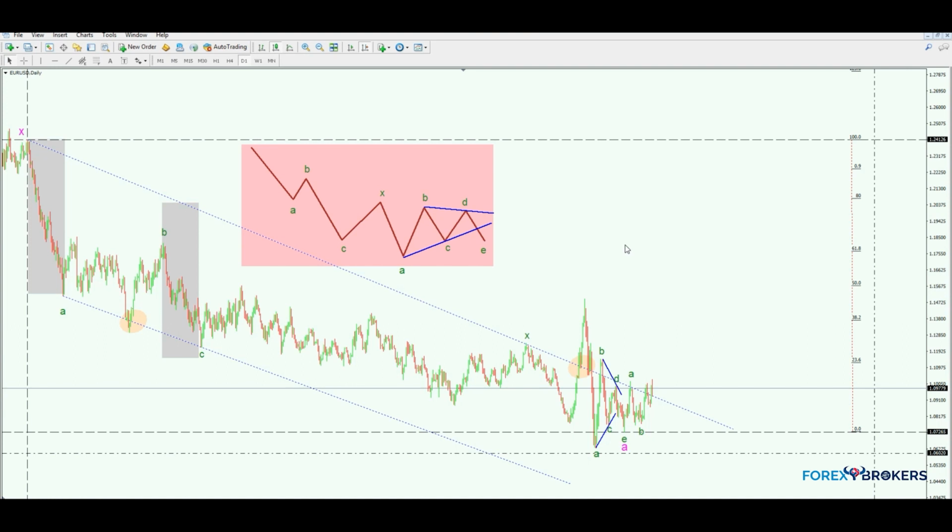You can have a double combination that starts with a flat and ends with a triangle. One that starts with a zigzag but ends with a flat. One that starts with a flat but ends with a zigzag. But you can never have a double combination or a triple combination or any kind of complex correction, as a matter of fact, that starts with a triangle. So it is mandatory that a complex correction begins with a flat or with a zigzag.